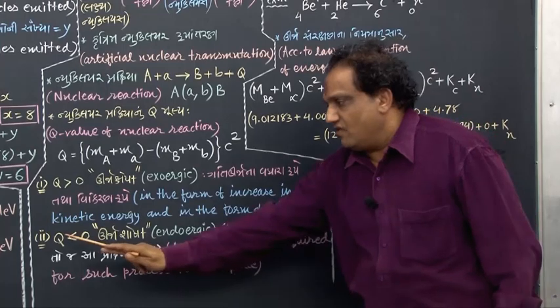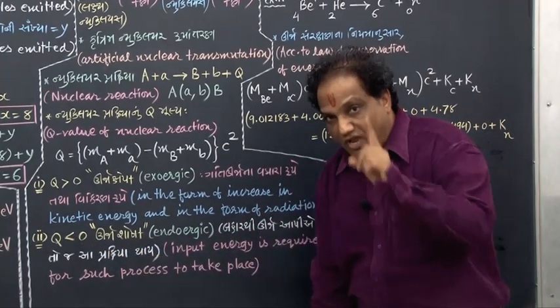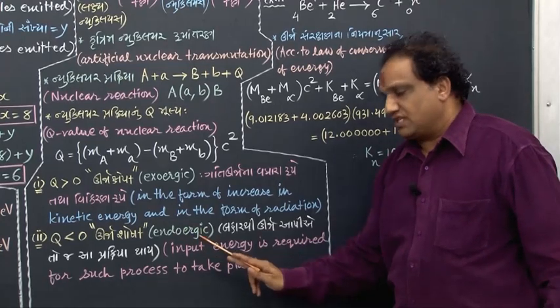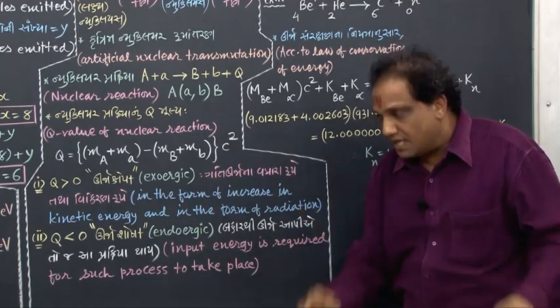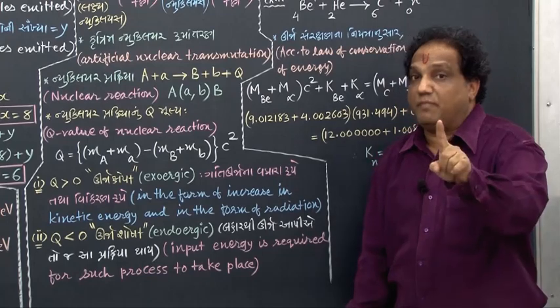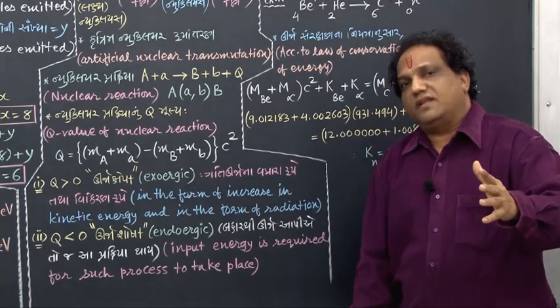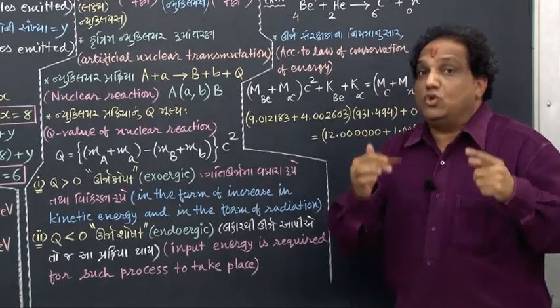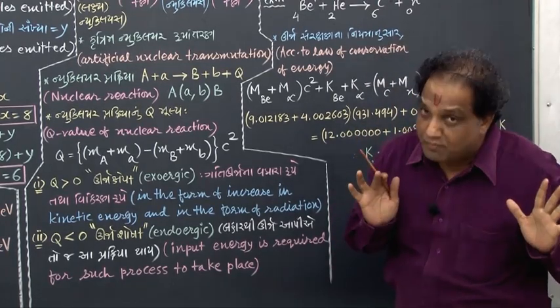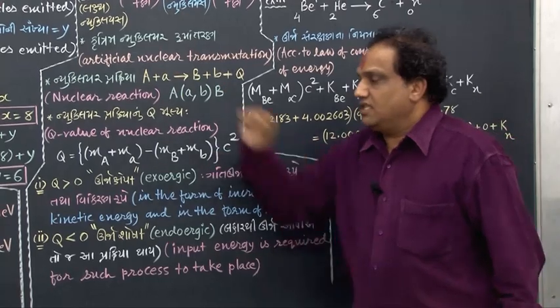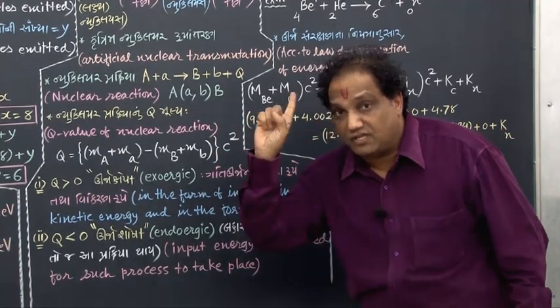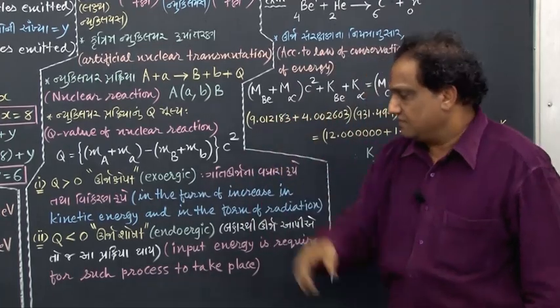And if the value of Q is less than 0, then such a process is called endergic process. And this process will not happen on its own. If you want to make it happen, then you must supply energy in the input. If you do not supply energy, such endergic process will never take place on its own. Got it?